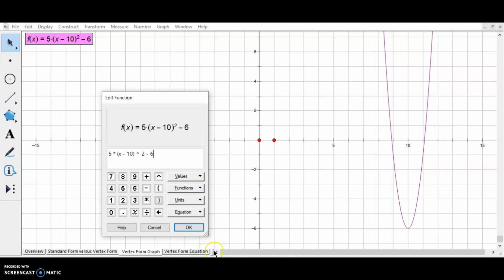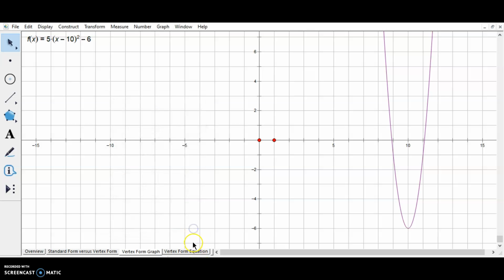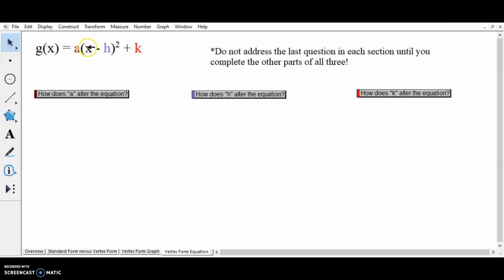And as you're going through that, the 3 values, as I said earlier, that you're going to be looking for again are this A value, how does this affect the equation? This H value, how does this affect the equation? And this K value, how does this affect the equation?